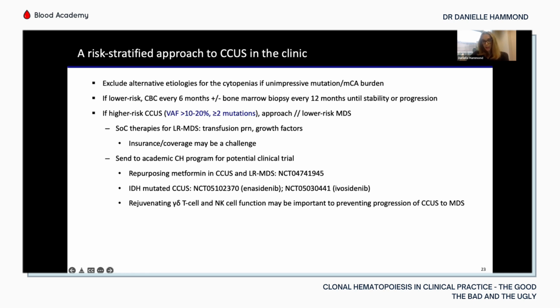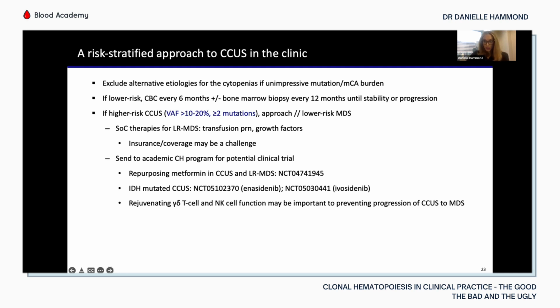Insurance coverage might be a challenge. So far, we have not had issues here. But I know in a number of countries that's a concern. How do you diagnostically code these patients? How do you justify the investigations for higher risk CCUS?